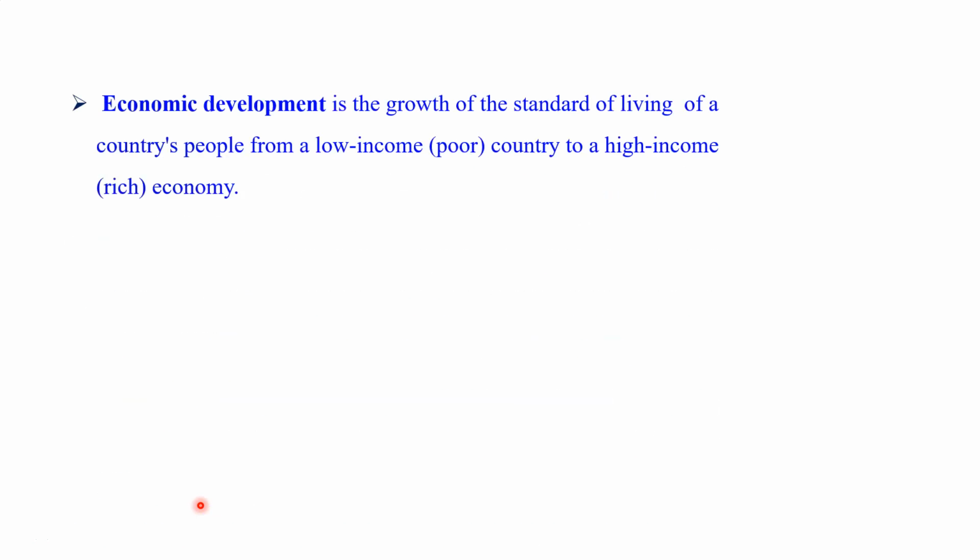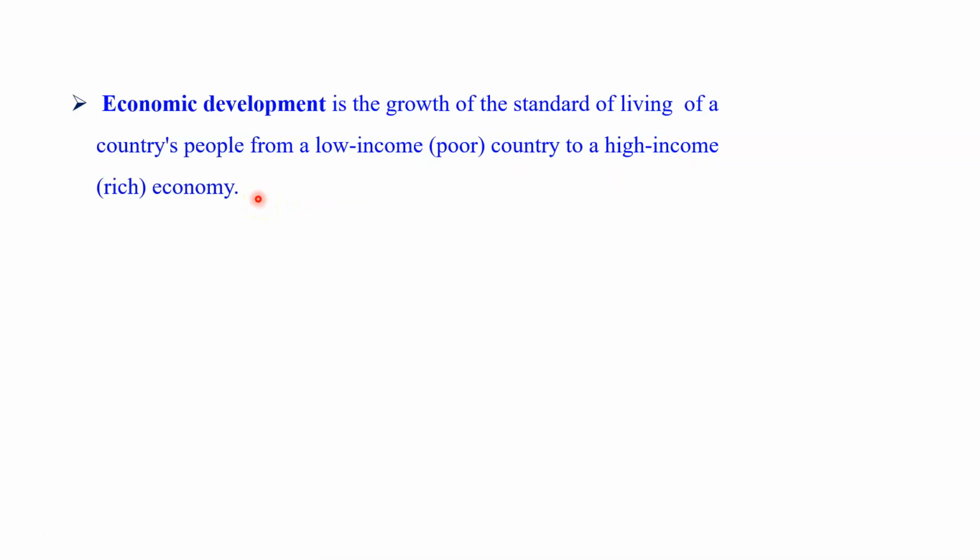So we tried to define the term natural resources, and on the other hand, we also explained the term economic development. Let us see some other conclusions about the meaning of economic development. Economic development is growth of the standard of living of a country's people, from low income, that is a poor country, to a high income rich economy.